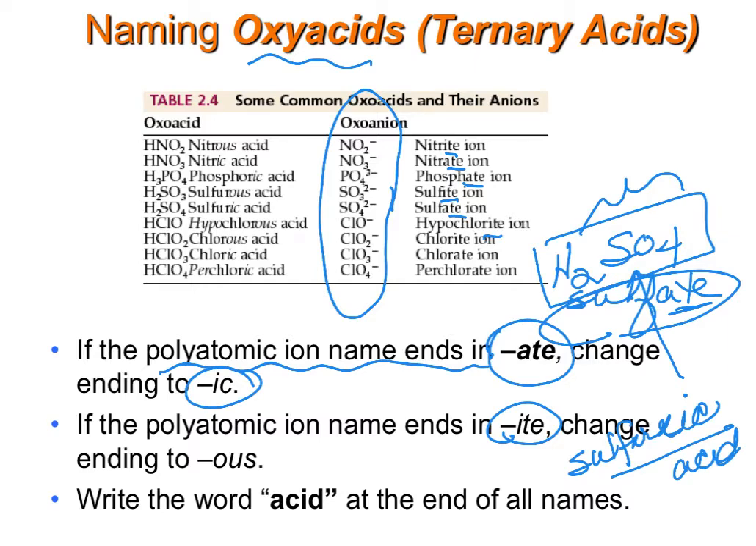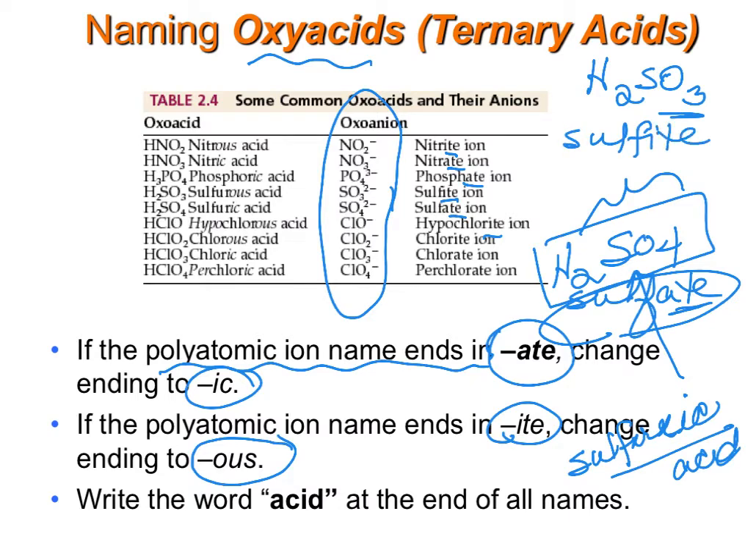So if the polyatomic name ends in ite, the acid name that polyatomic is composed will end in ous. So let's compare sulfuric acid to, let's say instead of SO4 we had SO3. That happens to be the sulfite ion. How would we name the acid? It would be, instead of sulfuric acid, sulfurous acid.